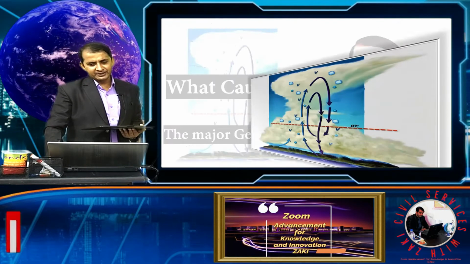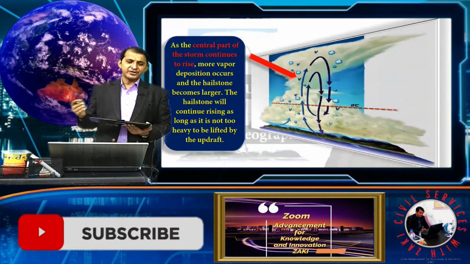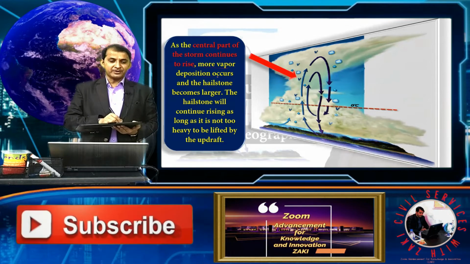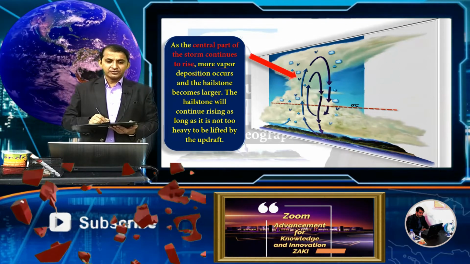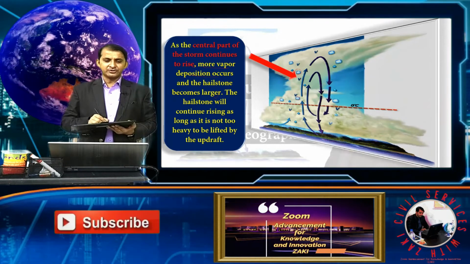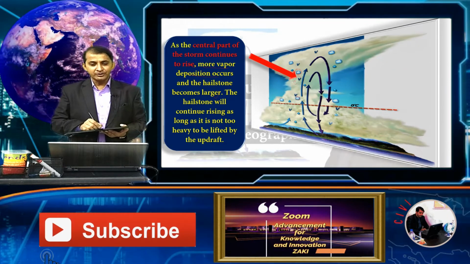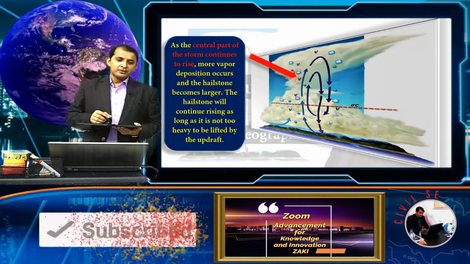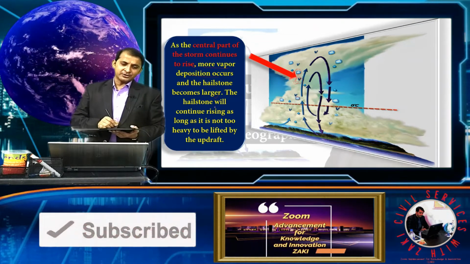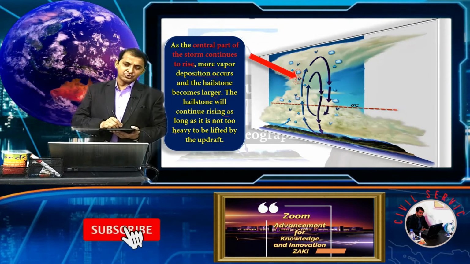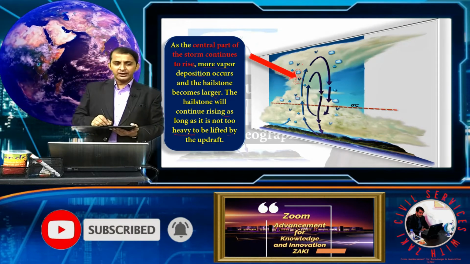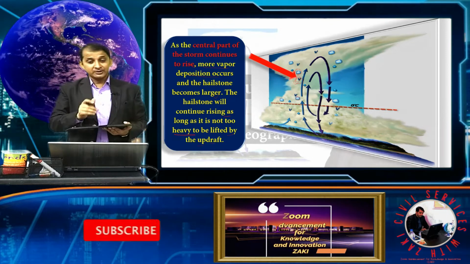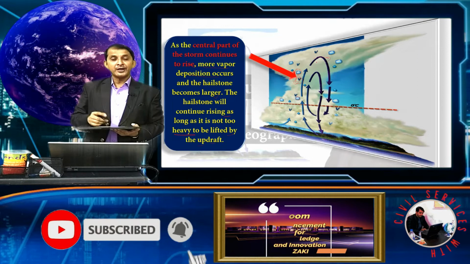See another step. As the central parts of the storm continue to rise, more vapor deposition occurs and the hailstone becomes larger. Here the hailstone becomes larger due to the Bergeron process. The Bergeron process continues to happen in this situation. The hailstone will continue rising as long as it is not too heavy to be lifted by the updraft. Here it is very heavy, so the updraft cannot lift it. Now they go to the nearby downdraft.